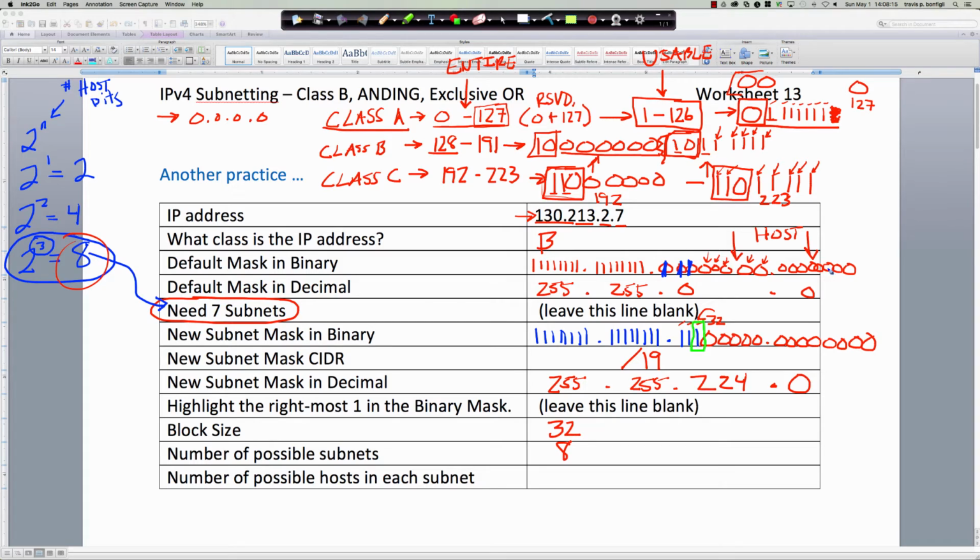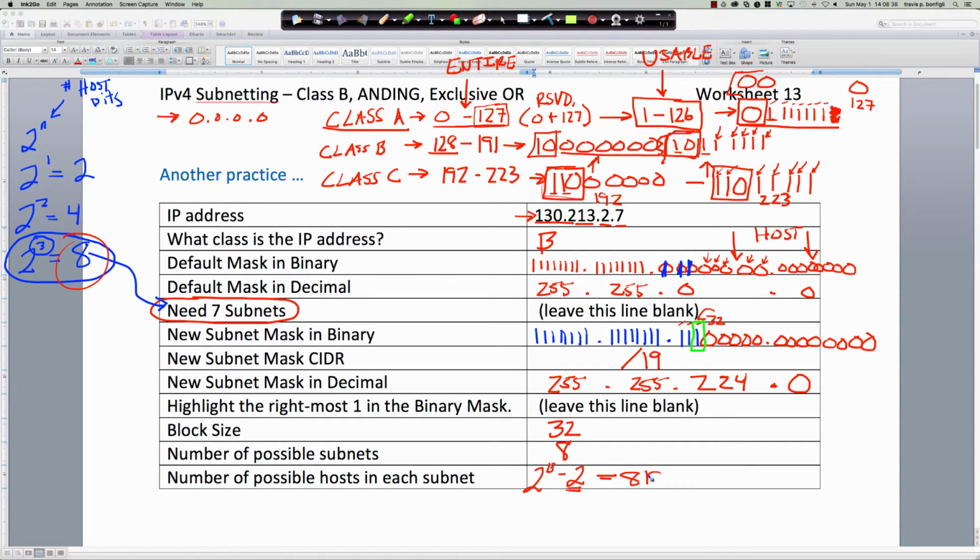So if we were to take a look at that, it should be 8192 for the total number of addresses, but we have to subtract 2, right? So it would be 2 to the 13 minus 2. And remember, we're subtracting 2 there, 1 for the network ID and 1 for the broadcast address.